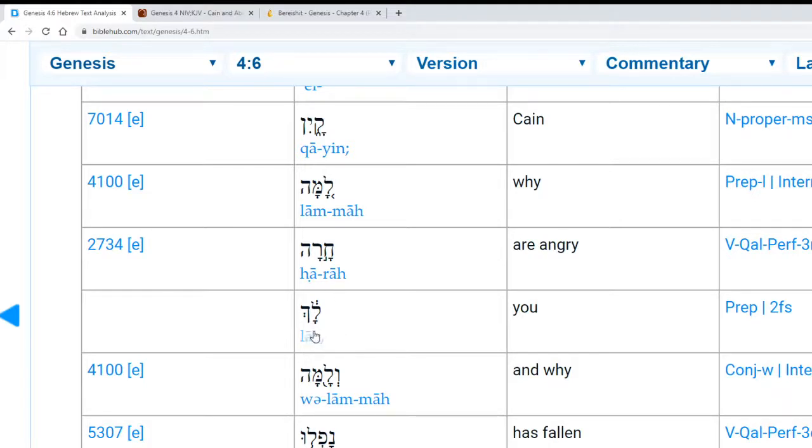Lama hara lach. Okay. So this is an interesting way of saying you, because it's actually in the feminine. Okay. And this does happen in the Bible several times, where addressing a masculine, we will actually kind of refer to that male as in the female.